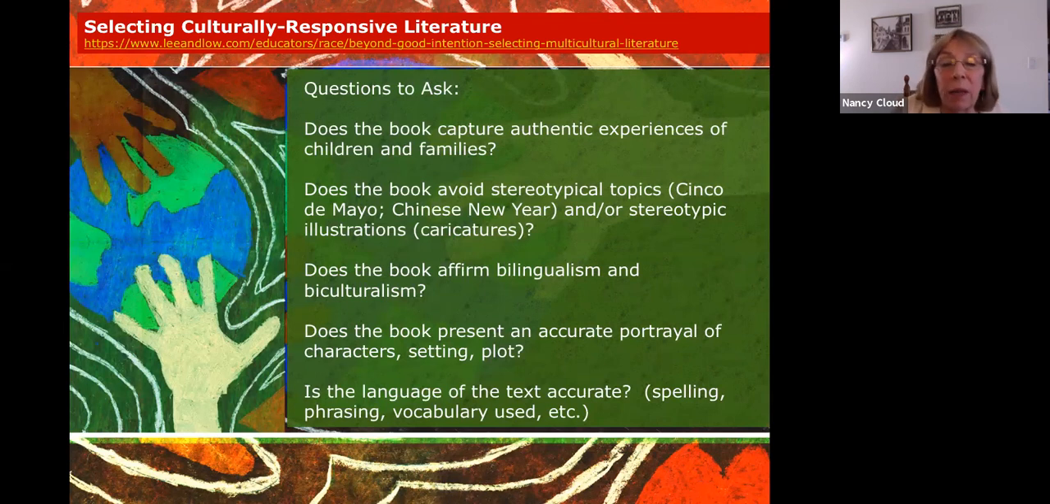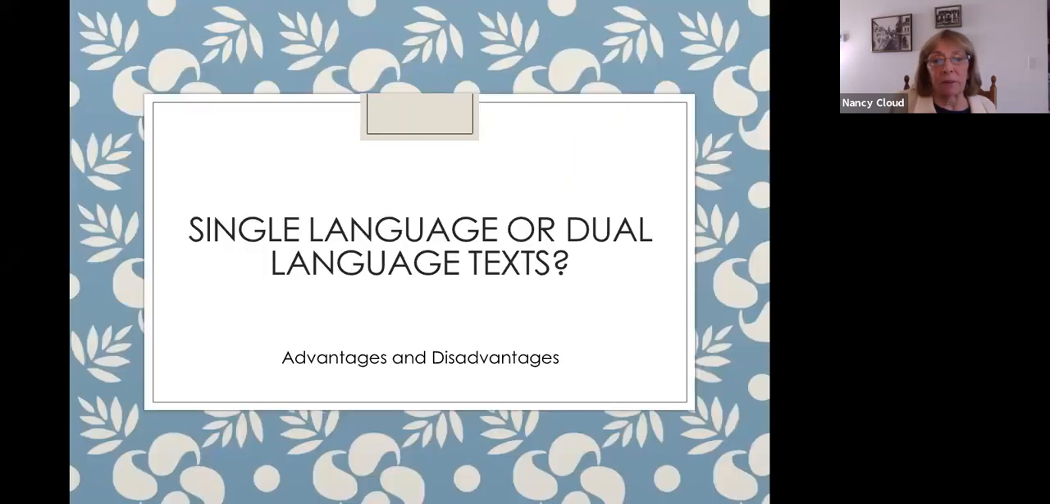Does the book affirm bilingualism and biculturalism? Does the book present an accurate portrayal of character, setting, and plot? And is the language of the text accurate? I had this problem with Haitian Creole. I found a text in Haitian Creole and I was all excited because I liked the story from what I could tell from the pictures. But then when I sent it to people at Auburn, they said it was horrible. And it was, because a lot of the language was all messed up. So it's a challenge sometimes to find the books that do all of this. But I want to encourage you to, this is like a basic checklist.